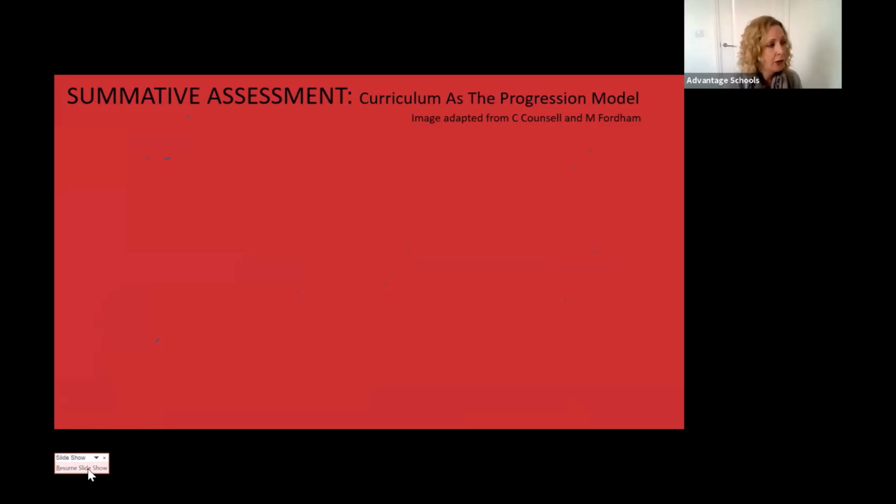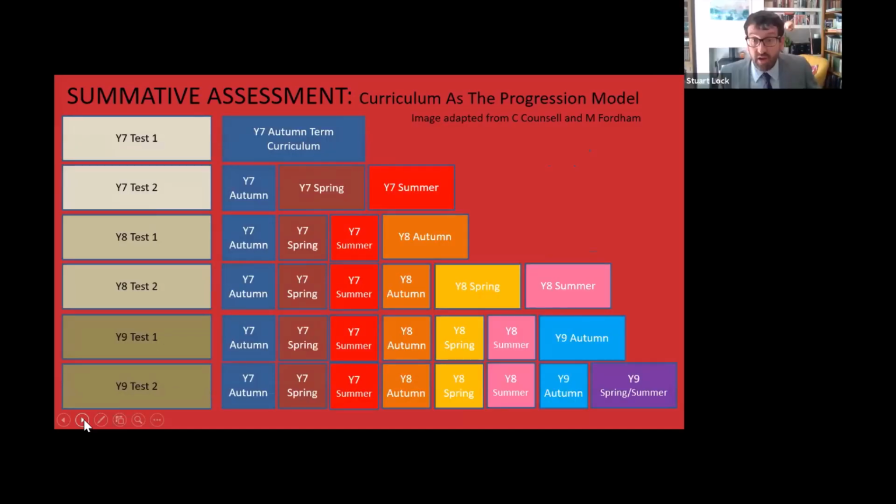Yeah. So one of the things we talked about last time was the curriculum as the progression model in terms of when you're assessing. Stuart, do you want to talk a little bit? I'll do the animating of the slides, and you can have the freedom to talk about it. Yeah, great.